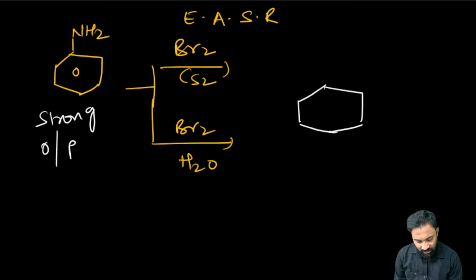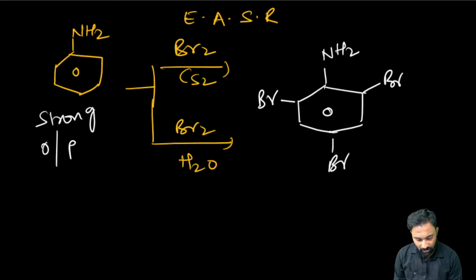it will generate the tri-substituted bromine on the aniline, in all the ortho position, para position, and again the ortho position. Now here what we will get is the tribromoaniline, and this is a white colored precipitate.